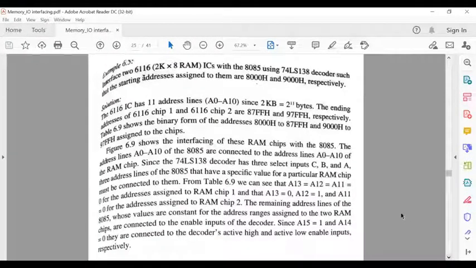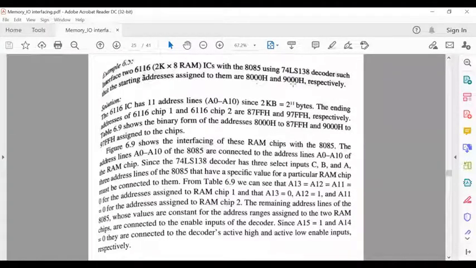Now coming to this one. Second one, interface 2616 2K cross 8 RAM IC with the 8085 using 74LS138 decoder, such that the starting addresses assigned to them are 8000 and 9000 respectively. So for RAM 1, the starting address is given as 8000. You have to find out the ending address. What will be the ending address? You need to find out using the memory mapping technique.